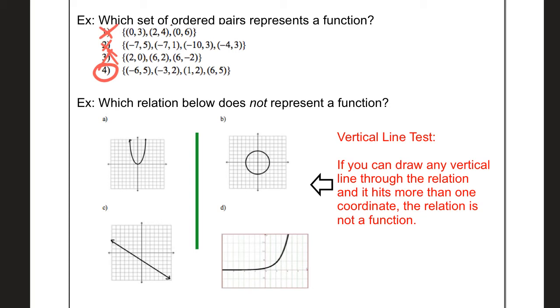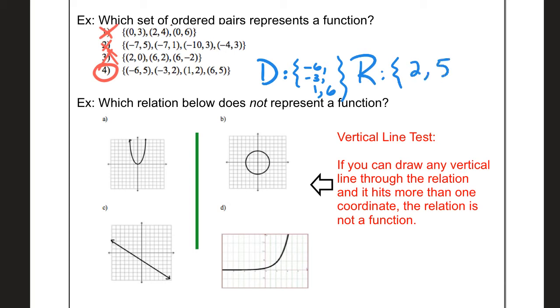Also remember some vocab here, domain and range. So if this question asks, once you find the answer, what's the domain and what's the range? Domain are your x values. So I would say -6, -3, +1, and +6. And range are your y values. So I would say 2 and 5. There's only 2 different y values. You don't have to write them twice. You don't have to write 2, 2, 5, 5. Domain, x values; range, y values.